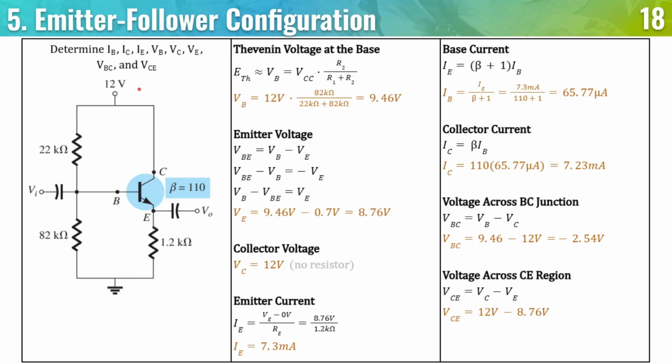Then we know that the voltage supply is 12 volts times the voltage divider rule, R2 all over R1 plus R2. Substituting, we get 9.46 volts. So we assume that this is going to be 9.46 volts. Then minus the voltage drop for a silicon BJT, we have 8.76 volts at the emitter, which is here.